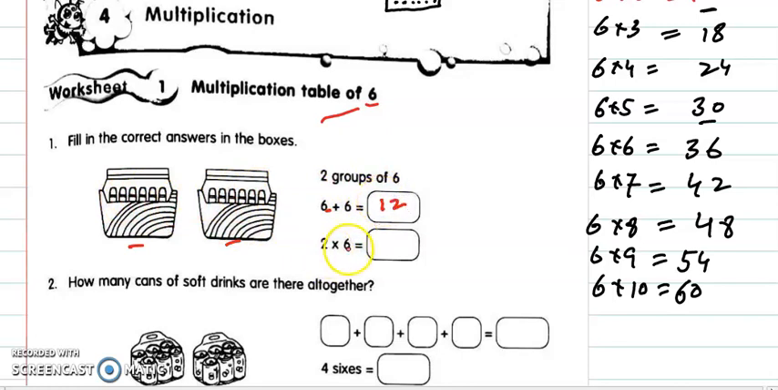Also we can say 2 times 6. 2 times 6 or 6 times 2 gives the same mathematical meaning. It means we have two groups, each group having 6. So it will also give us 12.